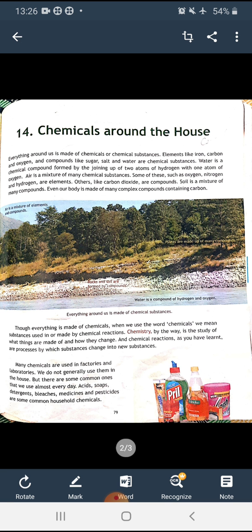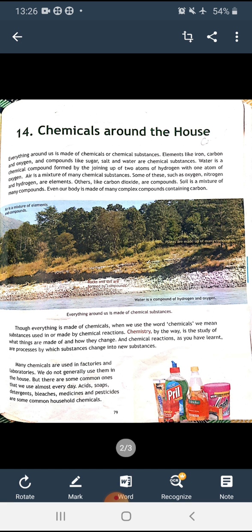We have discussed water and carbon dioxide as examples. Atoms are joined together and a new substance is formed. In carbon dioxide, we join one atom of carbon and two atoms of oxygen, and a new substance is formed that is called carbon dioxide. Same with water: we take two atoms of hydrogen and one atom of oxygen, and water is formed, a new substance.